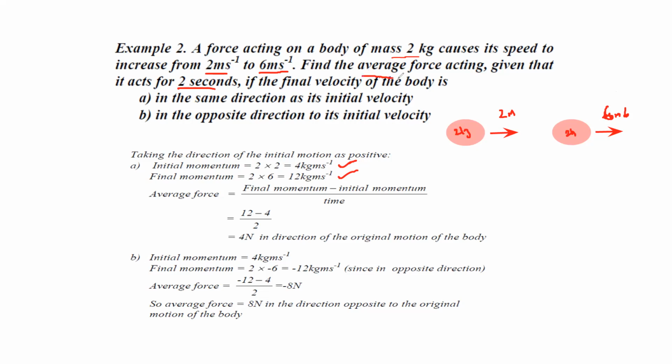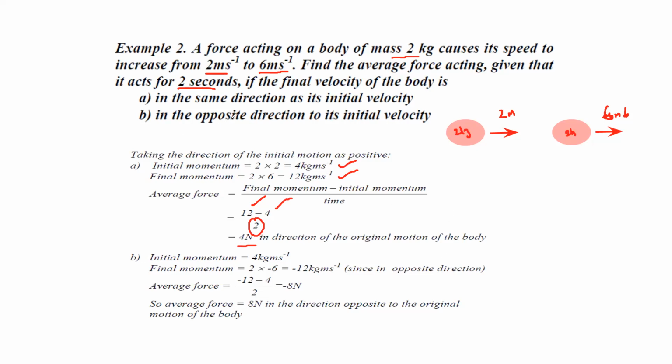And we have to find the average force. Average force means the force is not constant here. The force is continuously changing. That's why we use the term average force. So that's final minus initial divided by time. Final momentum is 12, initial momentum is 4 and the time interval is 2. So the average force will be 4 Newton in the direction of the original motion.